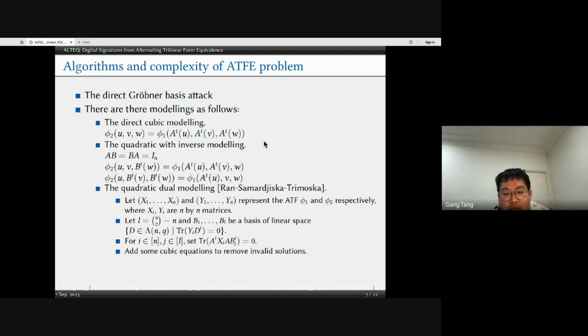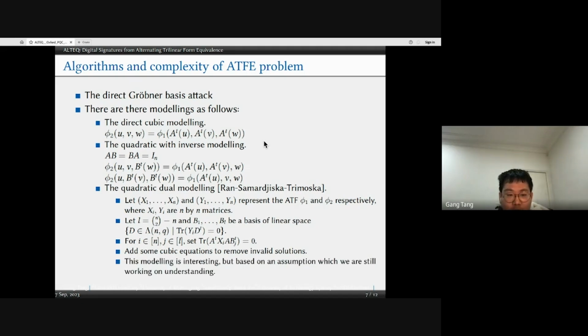And then we can set equations for i belonging to n, j belonging to L. We set trace of A transpose Xi, A Bj transpose is 0. And also there is a trick. We need to remove some invalid solutions because we just have one variable matrix here, so the result will contain some rank 1 matrices. So they add some cubic equations to remove the invalid solutions.